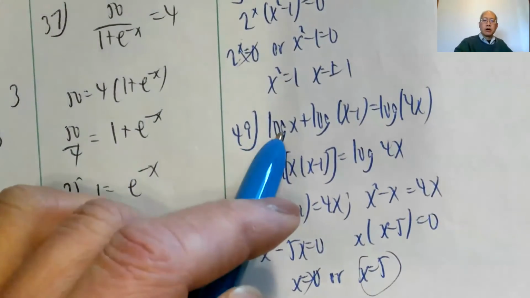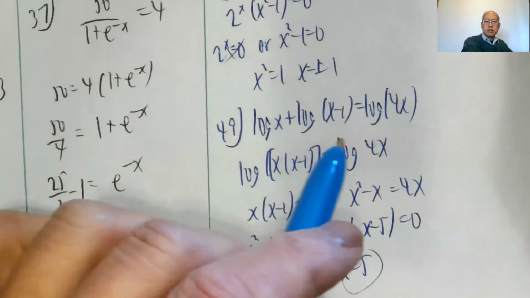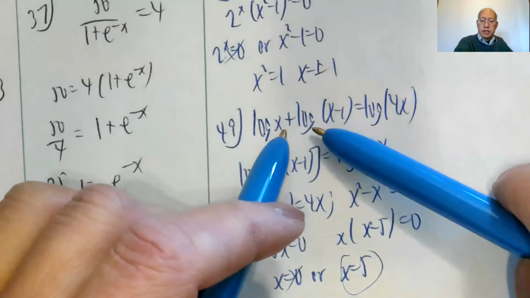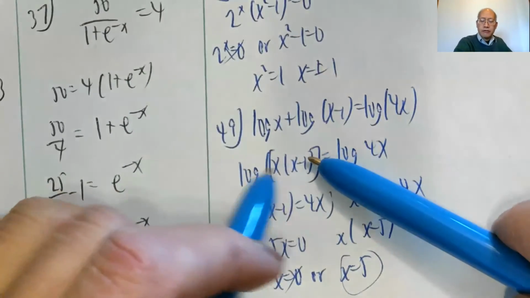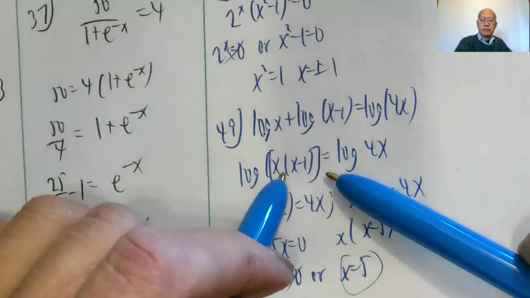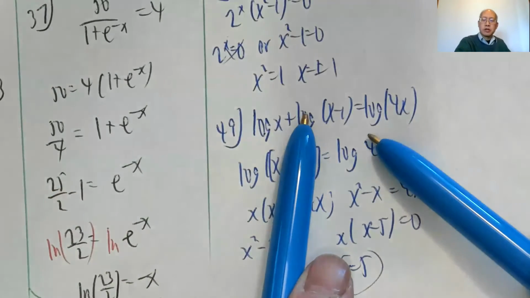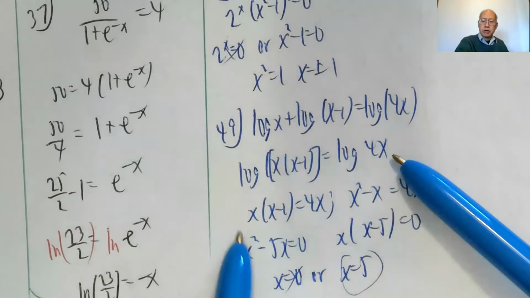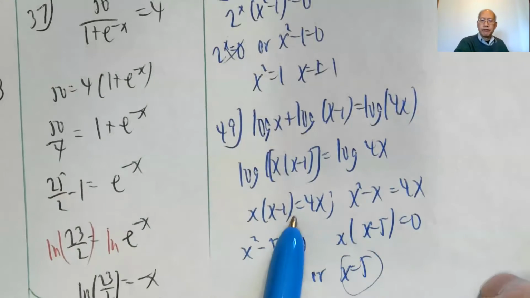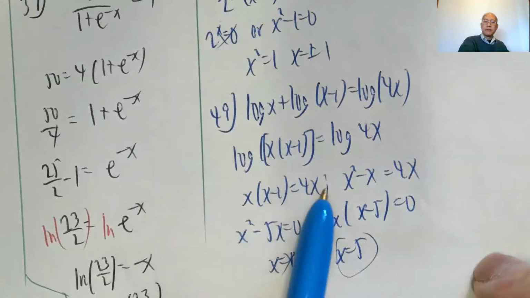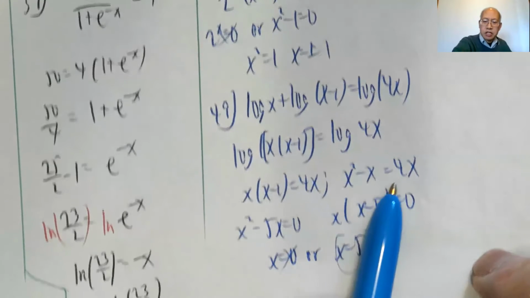49, log of x plus log of x minus 1 equals log of 4x. Since there's an addition here, I can take the log of the product. Log of x times x minus 1 equals log 4x. Log something equals log something means the two somethings are equal. X times x minus 1 equals 4x. And now I just solve that.